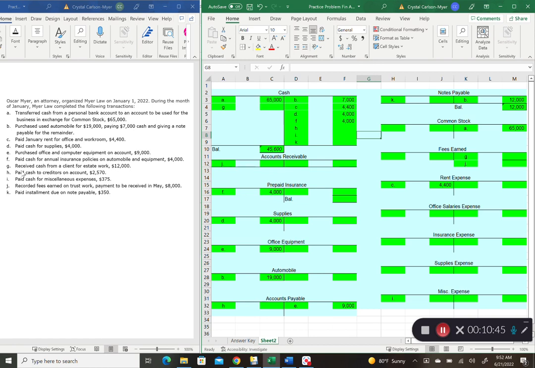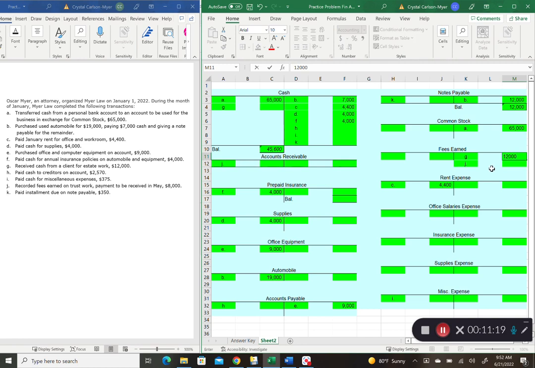All right, part G, received cash from a client for estate work. So they performed legal work, essentially. And so they're receiving cash for the services that were performed. So the type of services that were performed for service businesses are typically titled fees earned. It is a revenue account. So your revenue accounts, in order to increase a revenue account, you credit it. So we're going to go ahead and put that in here because that's what we know. So $12,000 is going to go into revenue.